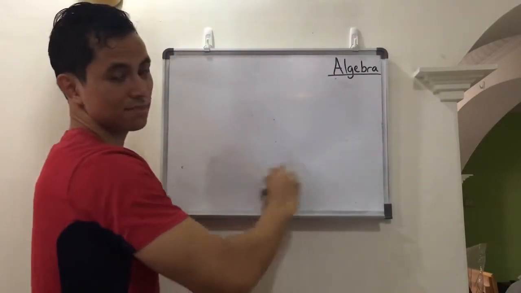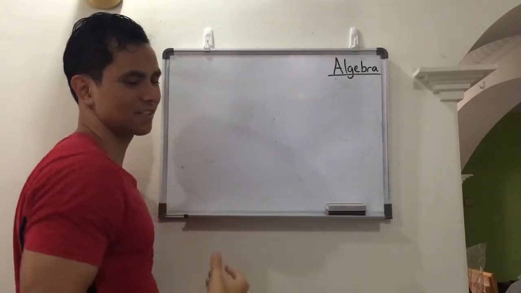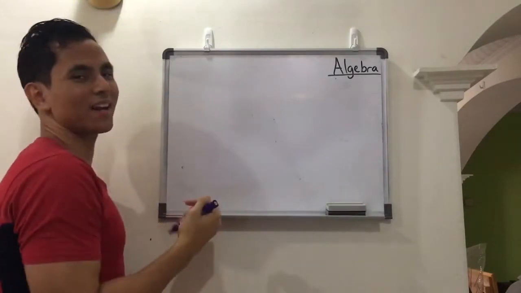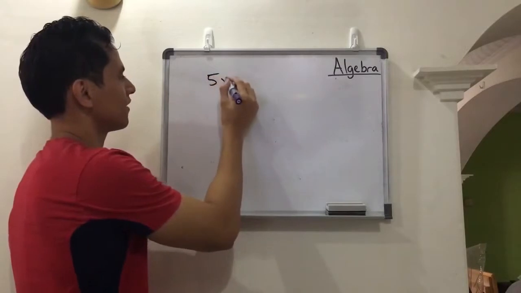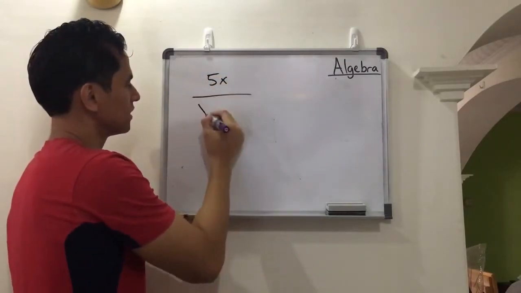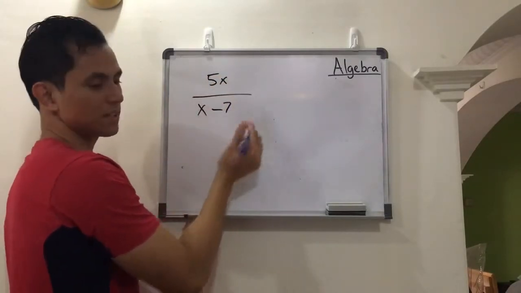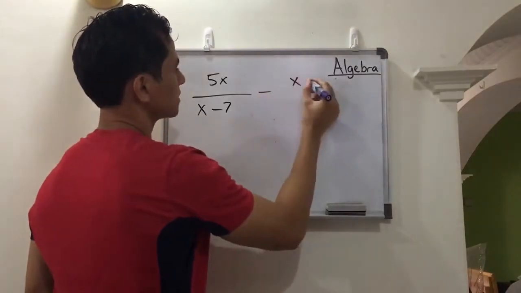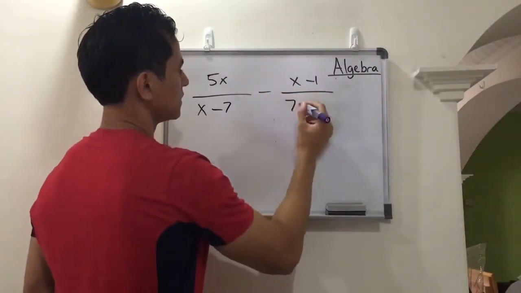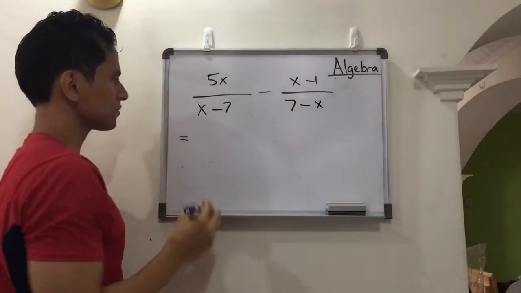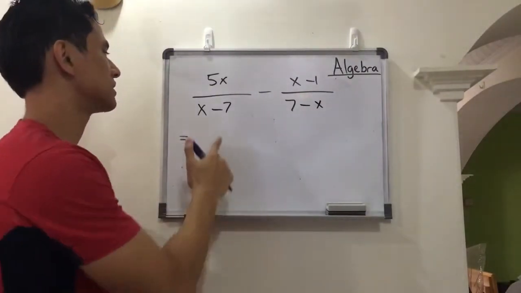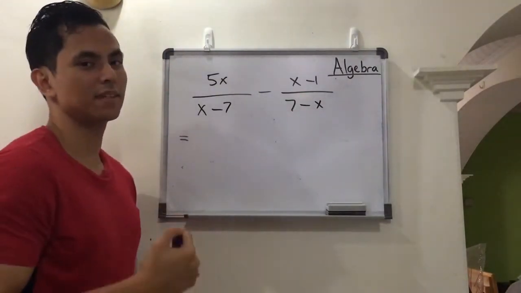This fourth example is something I personally quite like because, okay, I'll show you why. So we have 5x over x minus 7 minus x minus 1, 7 minus x, okay. I personally like this example because the denominators are quite tricky.